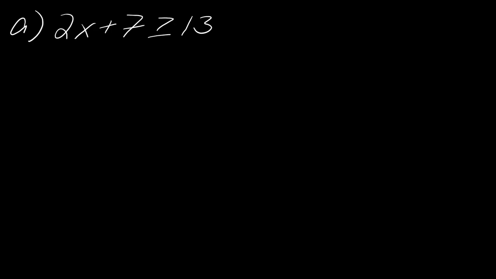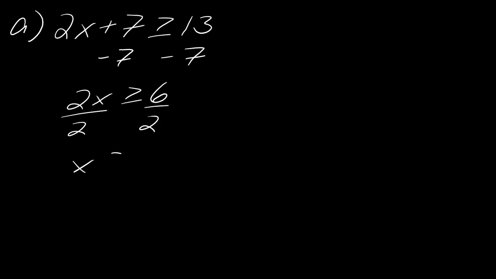So for this first one, I need to get the x by itself. So the first thing that I want to do is subtract the 7, which will then give me 2x is greater than or equal to 6, and then I divide both sides by 2 to get x is greater than or equal to 3.